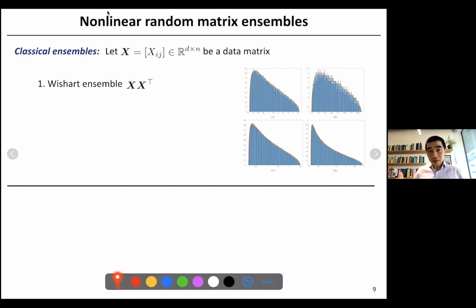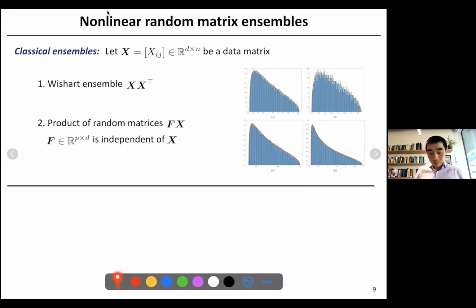If the dimension is high enough. And the different shapes depend on the ratio between the two parameters, D and N. For different ratios, you have different Marchenko-Pastur, different types of empirical limiting distributions.